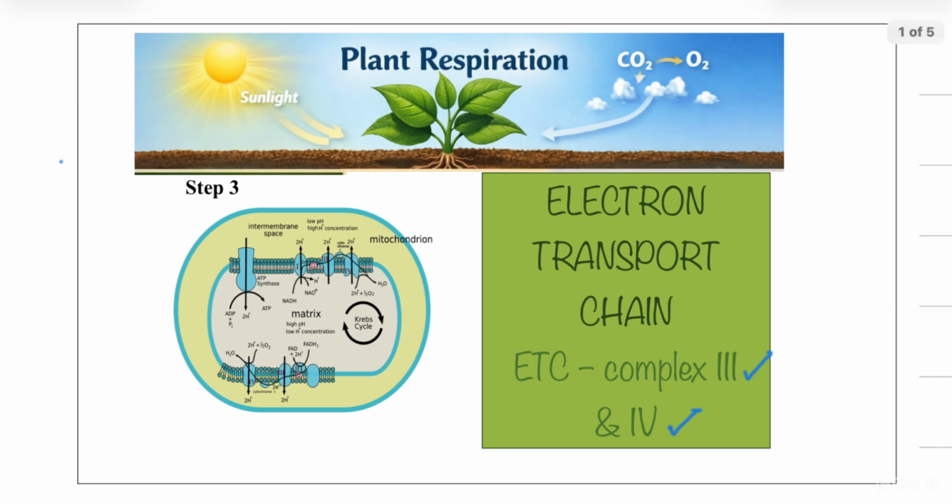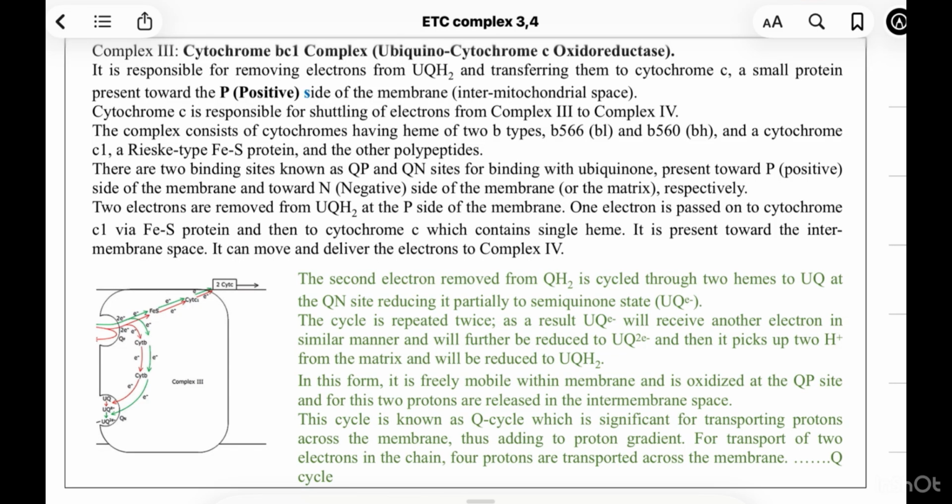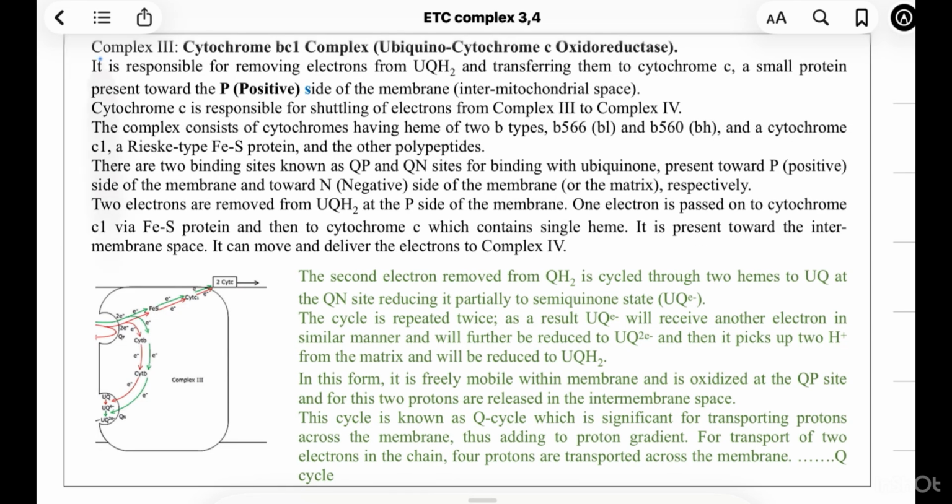Complex 3 is involved in this cycle. Complex 3 does the job of removing electrons from the reduced form UQH2 and transfers them to cytochrome C. Cytochrome C is a small mobile electron carrier present on the positive side of the inner mitochondrial membrane. It shuttles electrons from complex 3 to complex 4. It thus connects the two complexes of the electron transport chain.